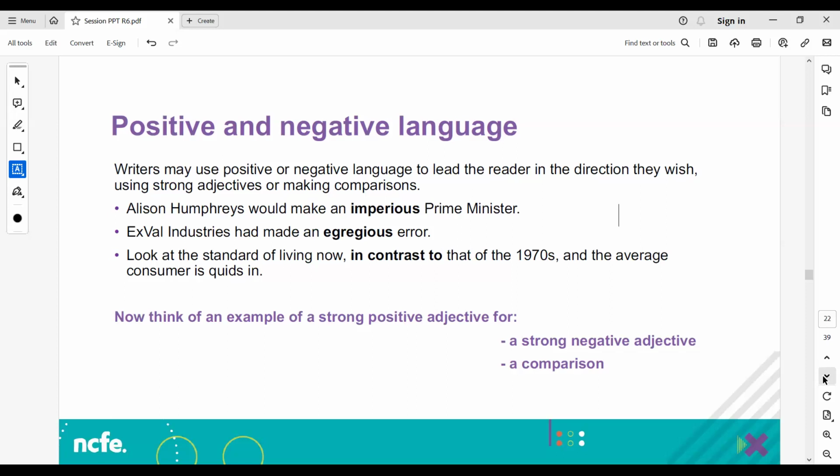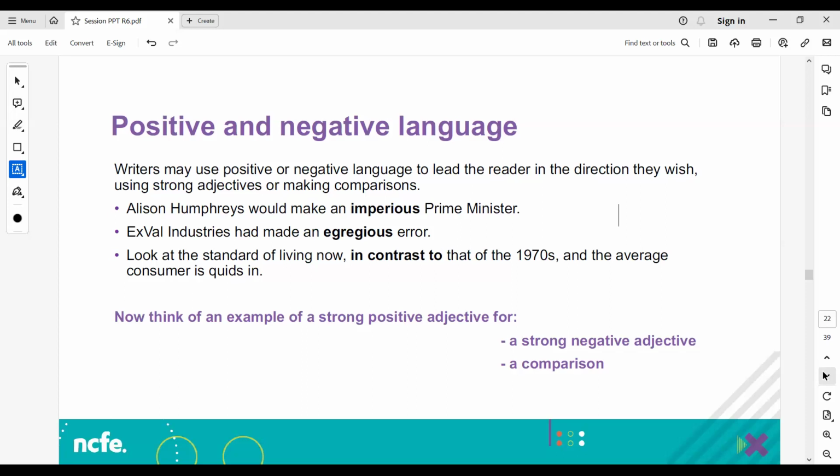Look at the standard of living now in contrast to that of the 1970s, and the average consumer is quids in. So it's leading us to contrast now with the 1970s. It wants us to make that comparison.